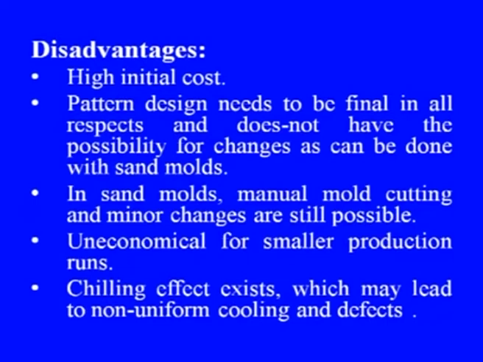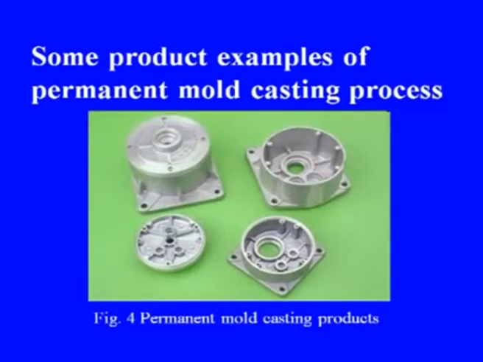In sand molds, manual mold cutting and minor changes are still possible. Unconventional for smaller production runs. Chilling effect exists which may lead to non-uniform cooling and defects. In this figure, some of the product examples of permanent mold casting process are shown.